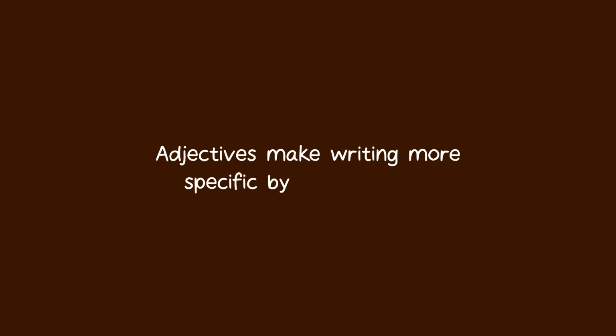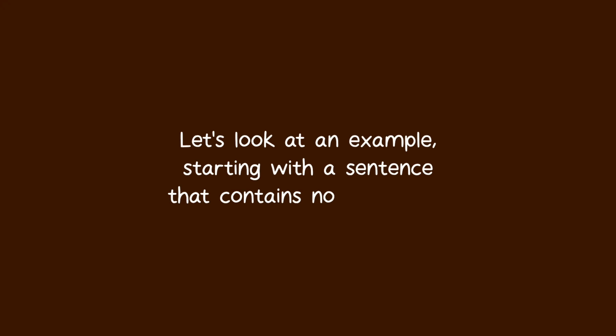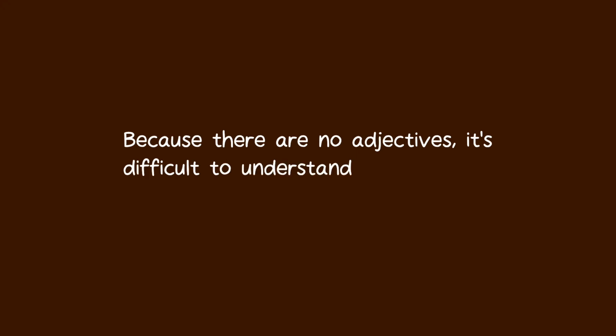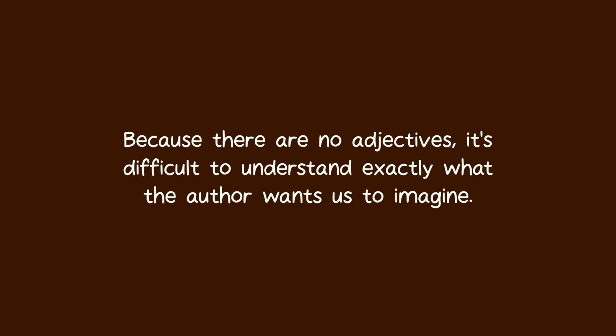An adjective describes or modifies a noun. Adjectives make writing more specific by adding detail. Let's look at an example starting with a sentence that contains no adjectives. The castle stood on the hill. How do we envision this castle? What details do we know? Because there are no adjectives, it's difficult to understand exactly what the author wants us to imagine.